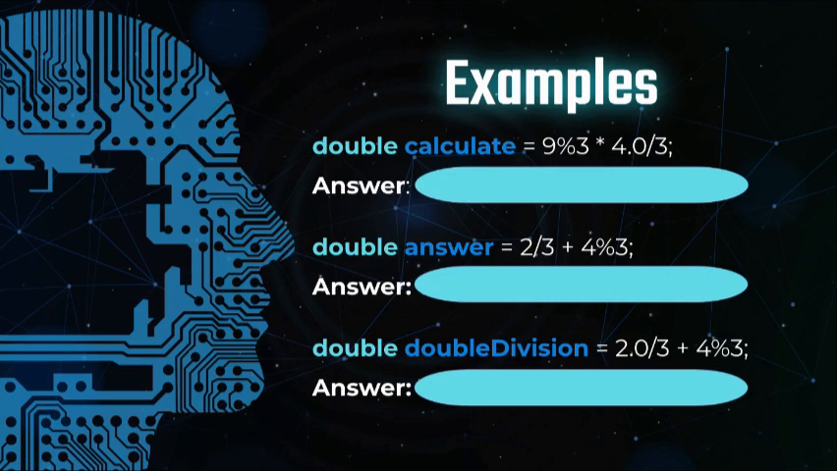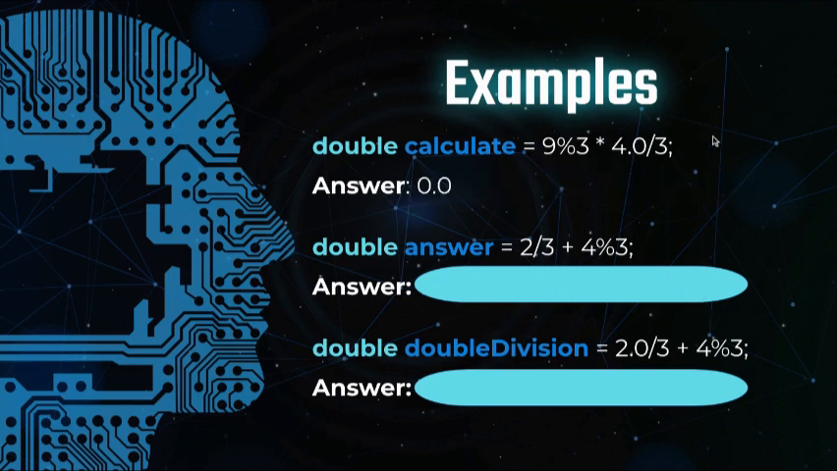Okay, so now that you have all your answers written down, let's go through these one by one. So for the first one, hopefully you got the answer 0.0. So I'm going to explain to you how this happens. As we see here, 9 mod 3, we know that 3 goes into 9 3 times, so that's just going to give you a remainder of 0. Now you know that anything times 0 is going to give you 0. So that's just why the answer is 0.